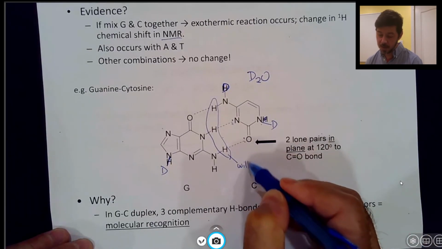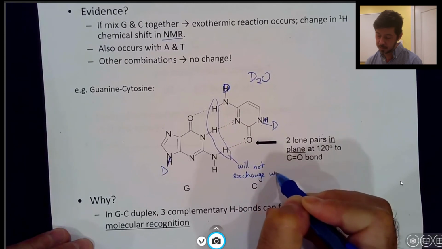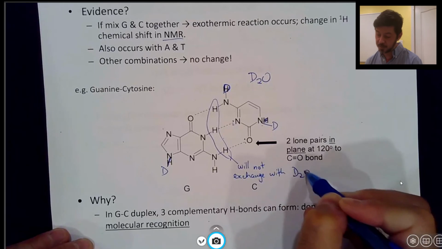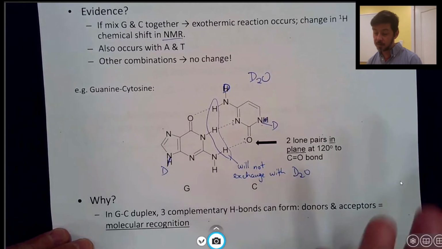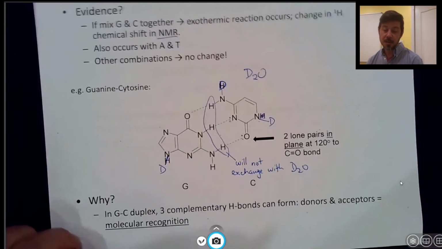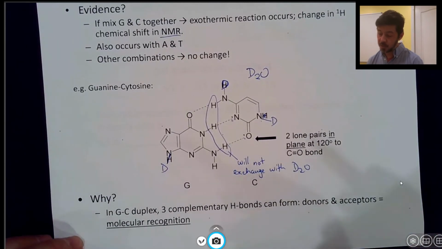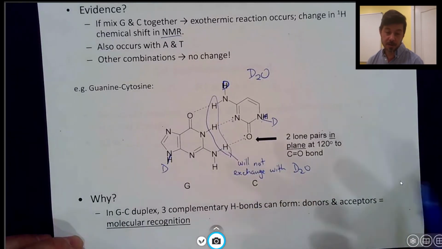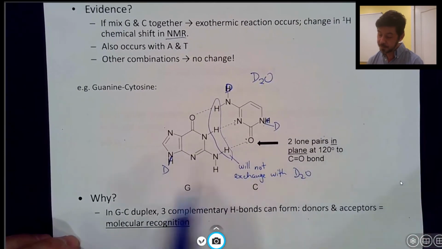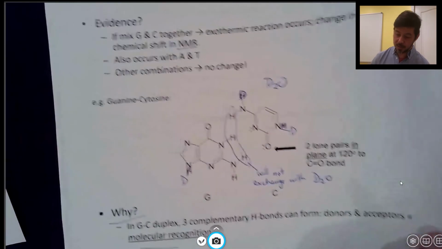So these will not exchange with deuterium when doing NMR experiments, whereas the other ones will, so you won't see them. That's the evidence for some specificity. You can look at short DNAs and oligomers as well, and use things like D2O experiments to monitor the strength and how those hydrogen bonds are forming. Why does this form? Again, this is molecular recognition. That's the way that nature decided to do this.